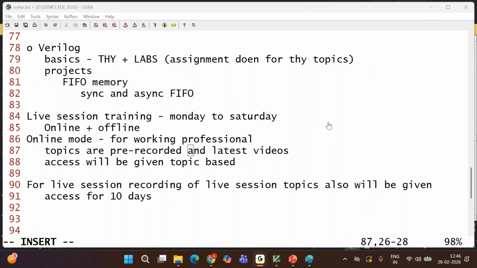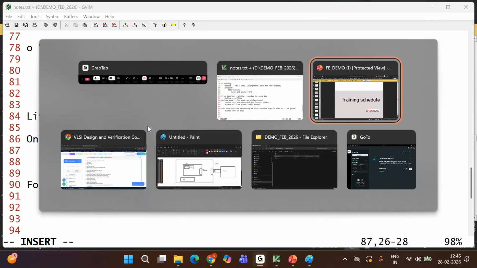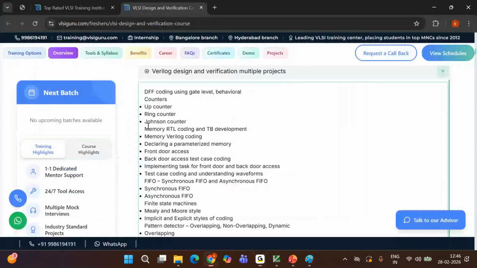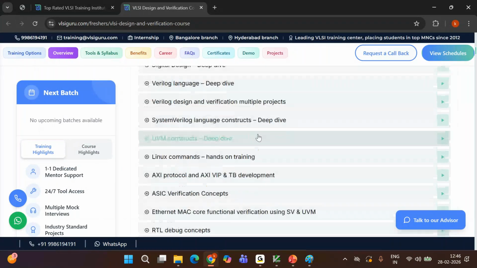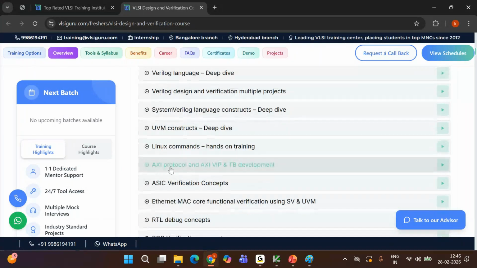Follow-up question: will the projects also be covered? Yes, projects will also be covered in this course. You can go through this link, where the list of projects is present. Like Verilog design and verification, multiple projects. AXI is also a project. The AXI protocol is a project actually. Protocol means we learn the theory, plus we implement that protocol in the project, in the code, in real time.